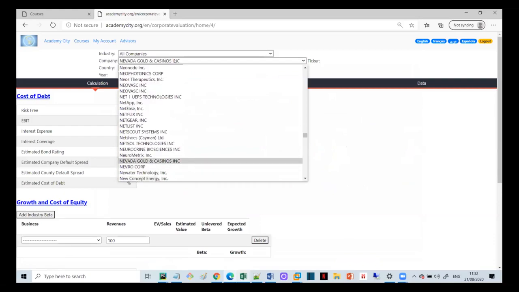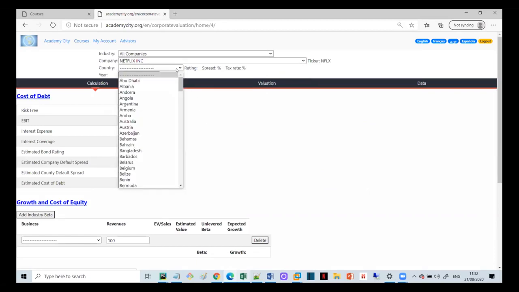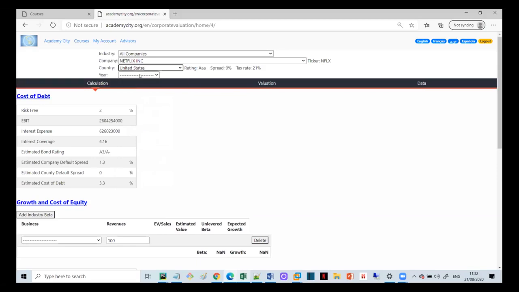Anybody see Netflix? Yeah, here we go. Here it is. Okay, the nice thing is, I can use the company. I'm not interested that you do the discounted cash flow, although it will be nice, since it does most of it, you can compare the two valuations.